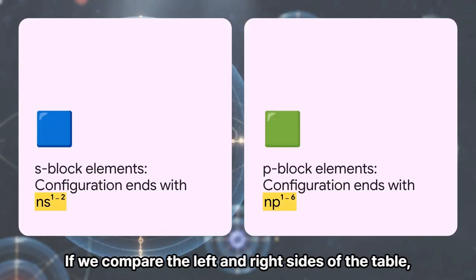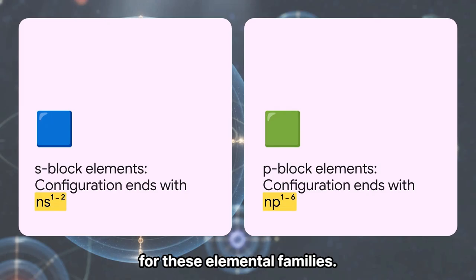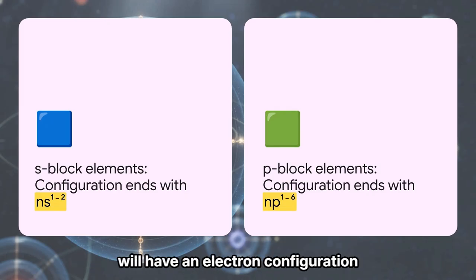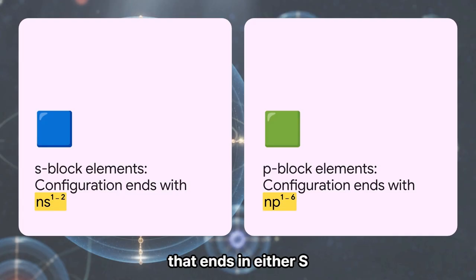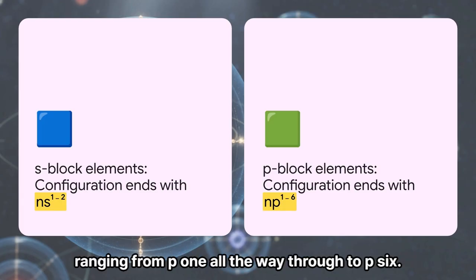If we compare the left and right sides of the table, we see strict mathematical endings for these elemental families. Every single element in the S block on the left will have an electron configuration that ends in either S1 or S2, no exceptions. And every element in the P block on the right will end with their outermost electrons in the p orbitals, ranging from p1 all the way through to p6.